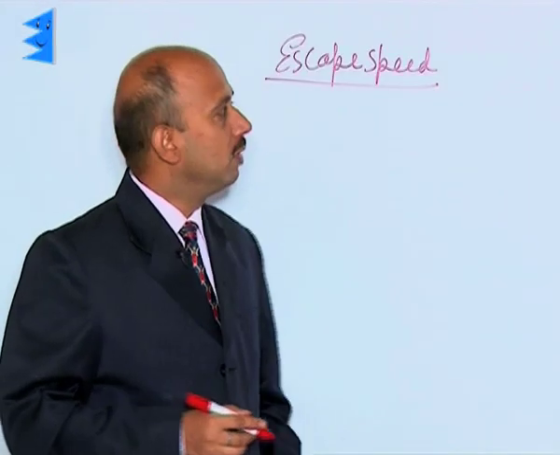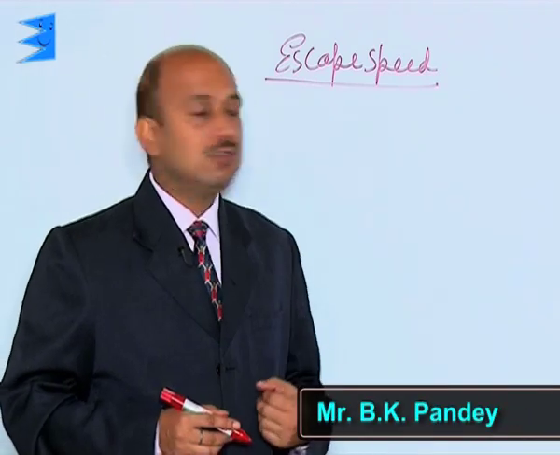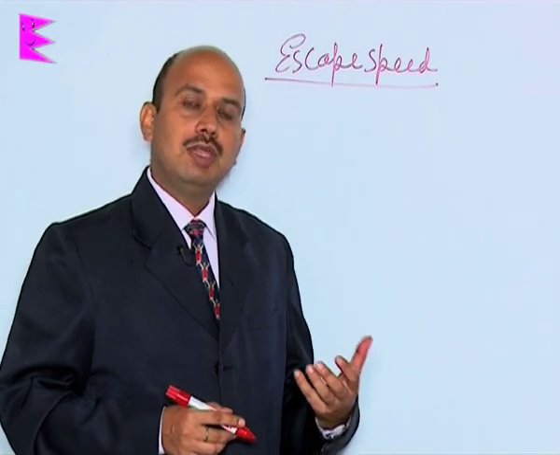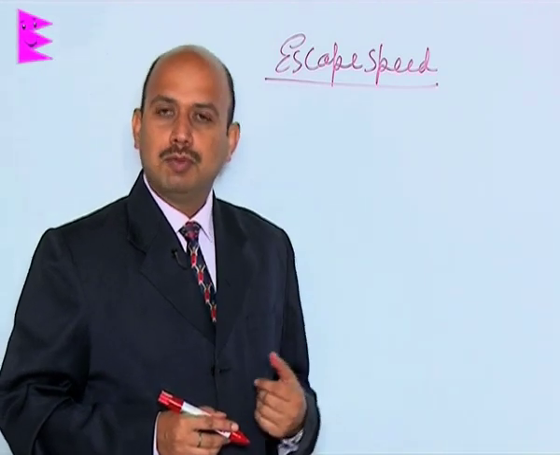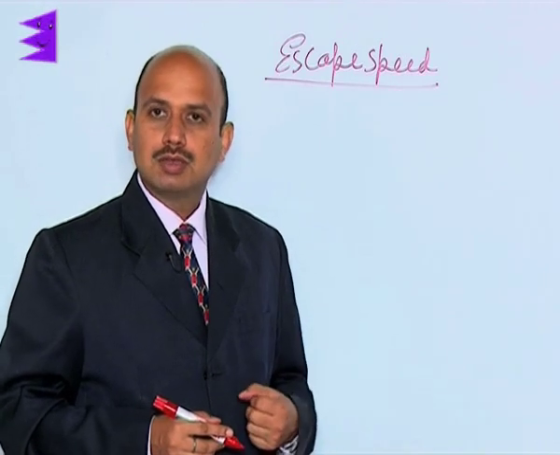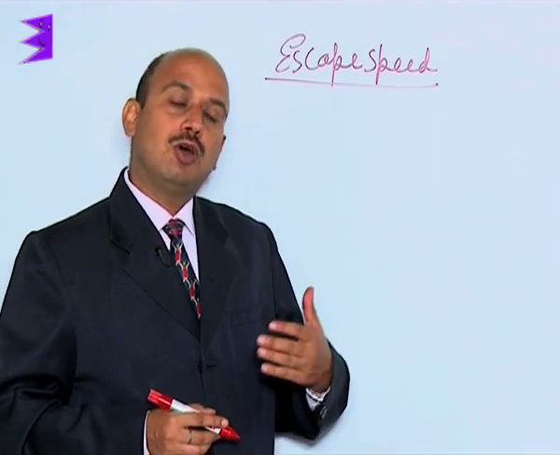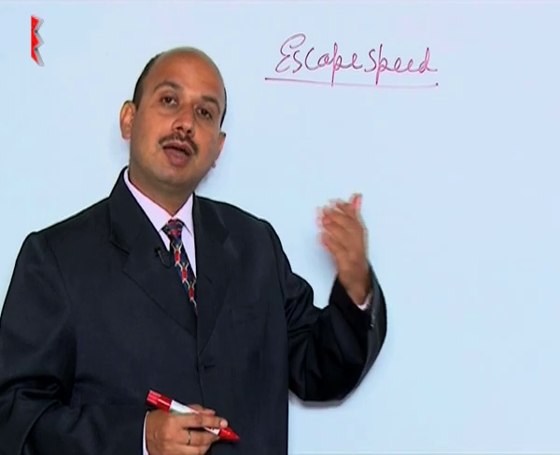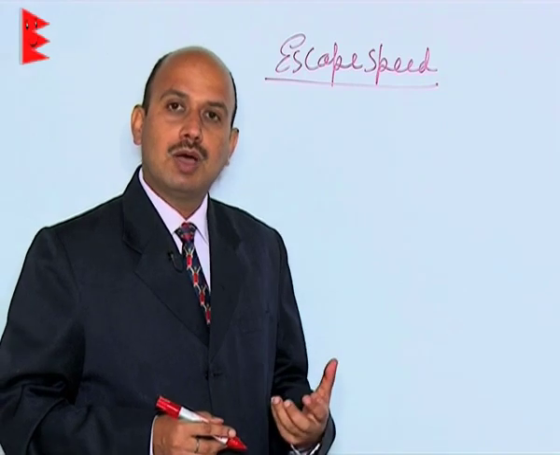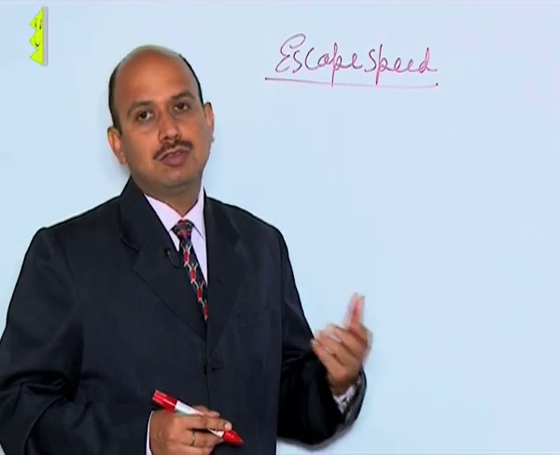Now see, the next concept is escape speed. First, what do you mean by escape speed? You know this: whenever anything is thrown vertically upward from the surface of the earth, it comes back to the surface of the earth. But if you throw an object in such a way that it never comes back to the surface of the earth, it means a certain velocity is required to throw the object in this way.